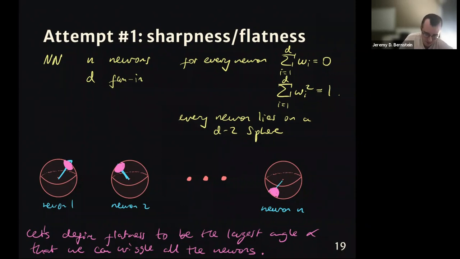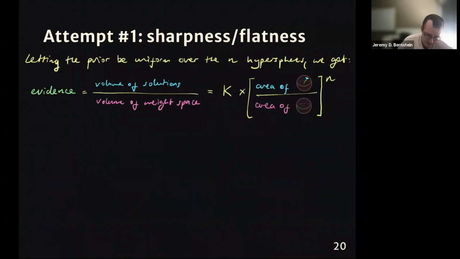So what I've just said is that implicitly, we're setting our prior to be the uniform distribution over n hyperspheres. And we're interested in computing the evidence. It's the volume of solutions divided by the volume of weight space. I said that there were k solutions, so the evidence is going to scale with k, and then the volume of each solution is the area of an alpha cap of a d-dimensional hypersphere divided by the total area of that hypersphere, raised to the power of the number of neurons.